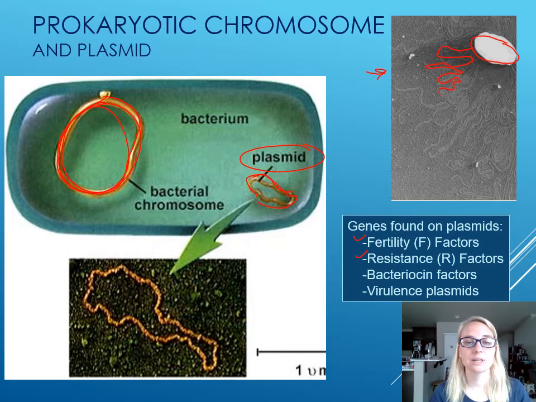Some of the plasmids contain resistance factors, which are genes that when expressed give the bacteria the ability to resist antibiotics. Maybe they can neutralize the drug, or they can pump the drug out, or they can use a different pathway, or they can just get around the way that the antibiotic drug would work. So those are called resistance factors.